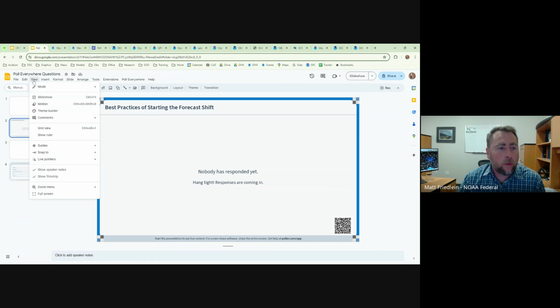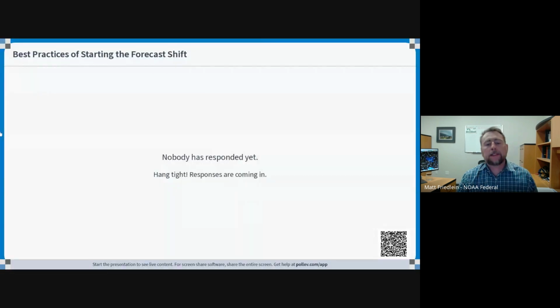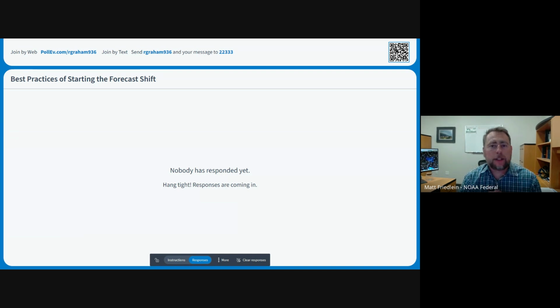And one of the things our group has discussed is the importance of operational best practices, the modernized forecast process. And that is starting the shift off right. And there's a lot that goes into that. And that's going to be something we touch on in the training vignettes.